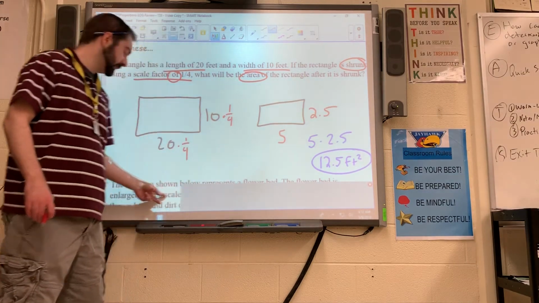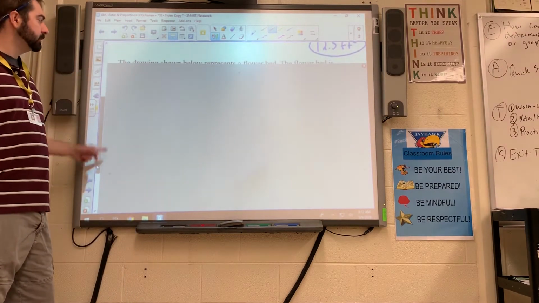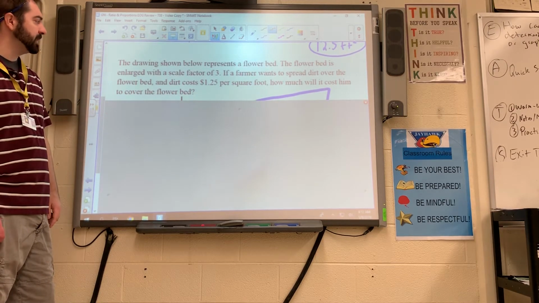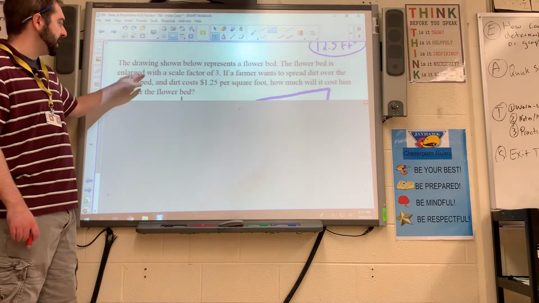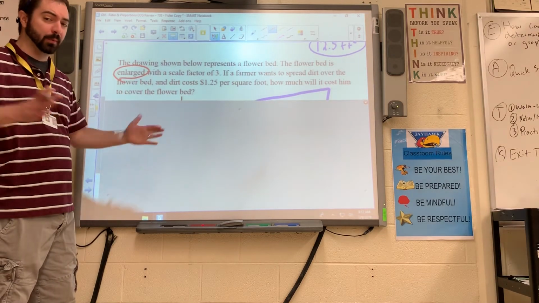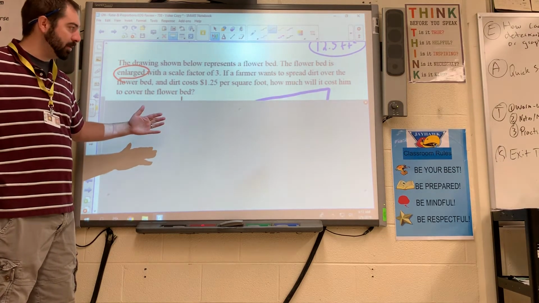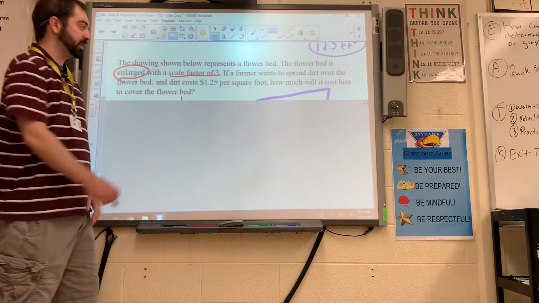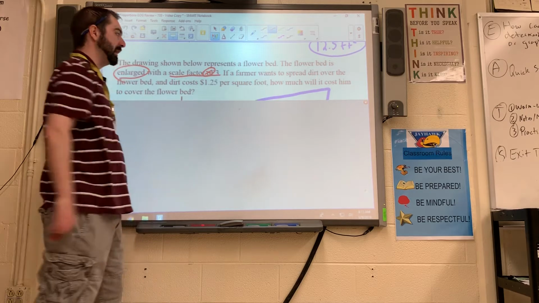There it is. Second question here. The drawing below represents a flower bed. The flower bed is enlarged. So again, enlarged. Now I know that the flower bed is going to get bigger, and it's going to get bigger by a scale of 3. So again, I know I'm multiplying something times 3.